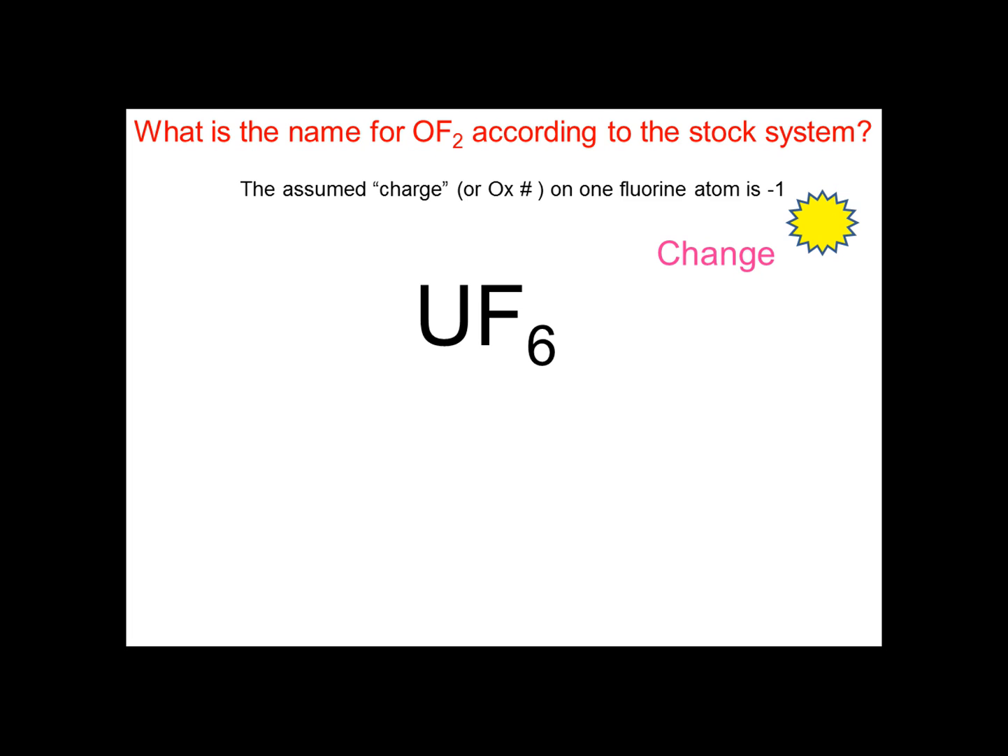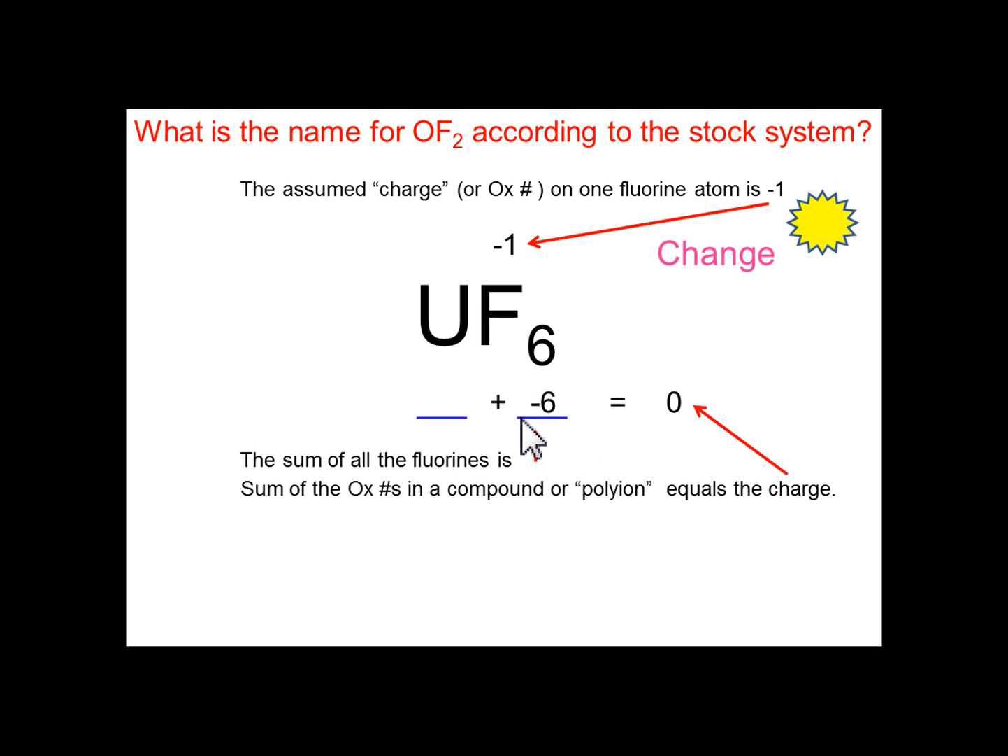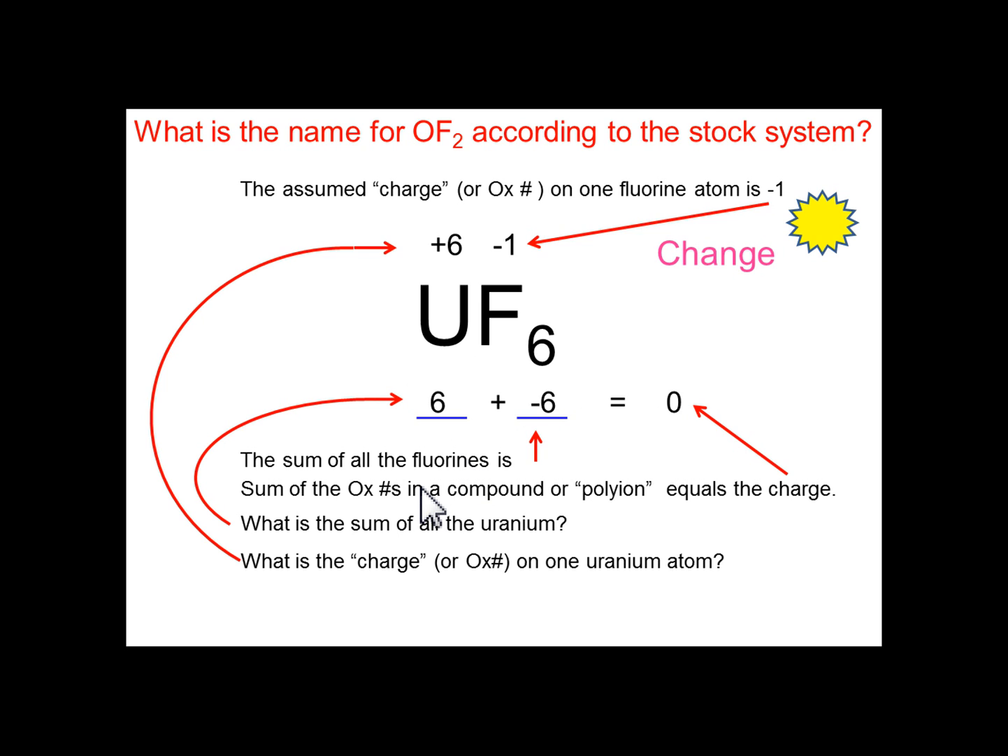Since there are 6 fluorides here, the total of the negative oxidation numbers is -6. And again, it's a neutral compound, so it adds up to 0. So this must be uranium something fluoride. Must be uranium(VI) fluoride.